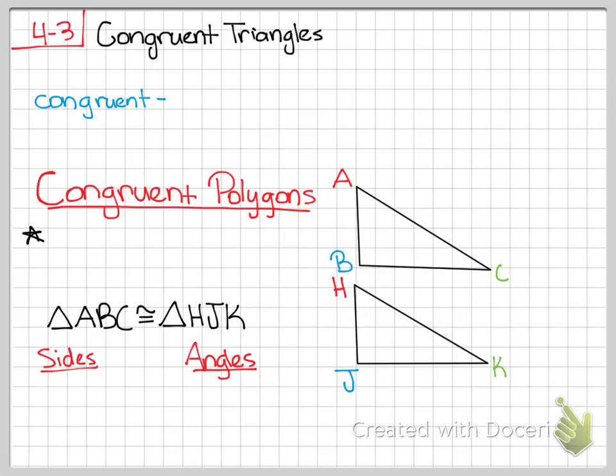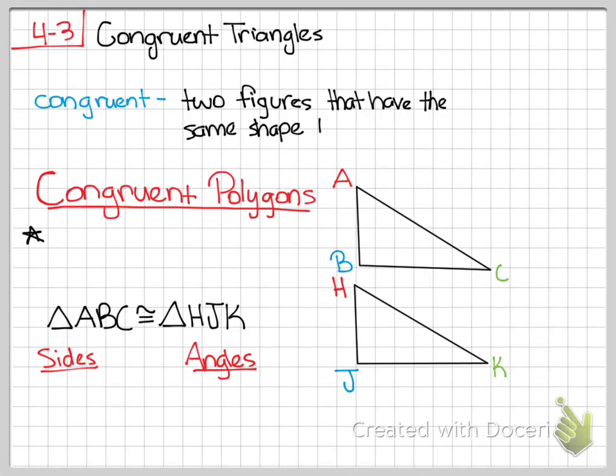First of all, what does it mean to be congruent? What does it mean to be congruent polygons? And then getting into triangles specifically. So first of all, we need to define what exactly it means to be congruent. What it means to be congruent is two figures that have the same shape and same size. So not only are they shaped the same way, but they also have exactly the same size.